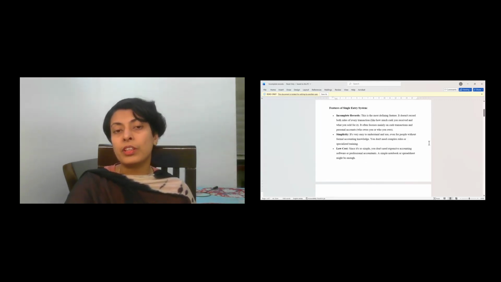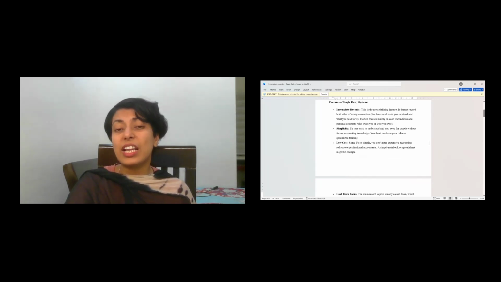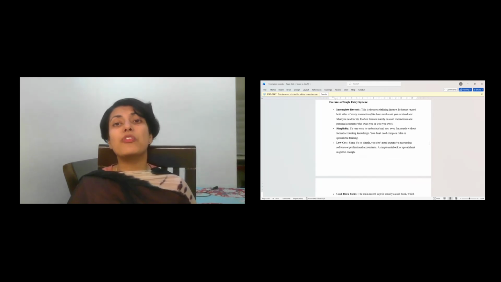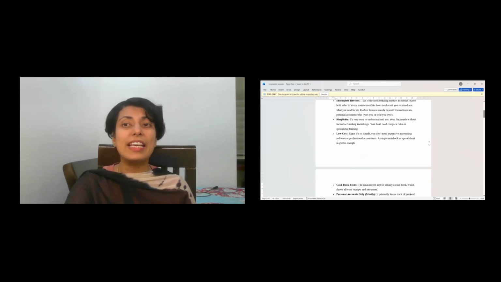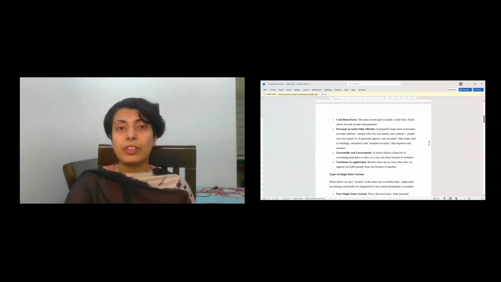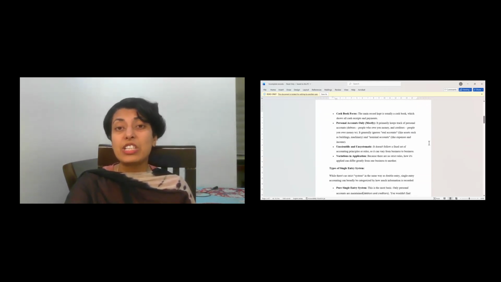The third is that the cost involved is very less, as it does not require any professional knowledge. We don't need to appoint a professional accountant in order to record the transactions, and hence the cost is very less to maintain.